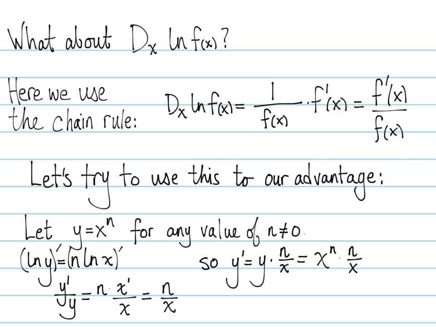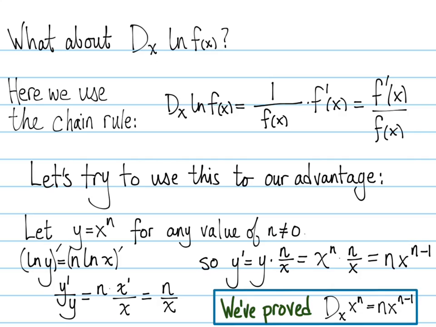And that means that y prime, if I multiply both sides by y, is y times n over x, and y was x to the n. And so I get x to the n times n divided by x. And x to the n over x, well, that's just n x's, take away 1, so I can write that as n x to the n minus 1. You know this already. We know the derivative of x to the n, and I promised that we would come back and prove it sometime, and now we have. We've proved that the derivative of x to the n is n x to the n minus 1.